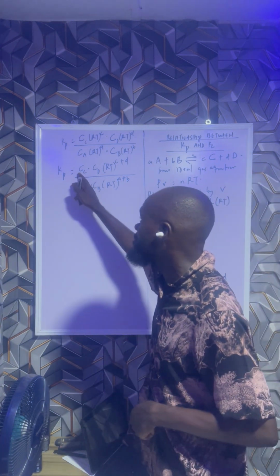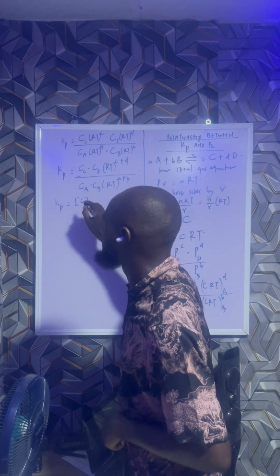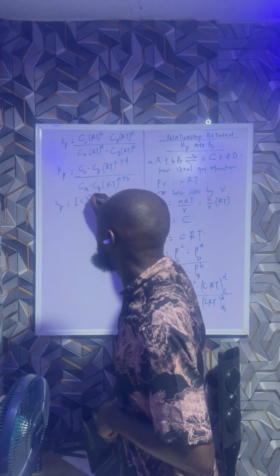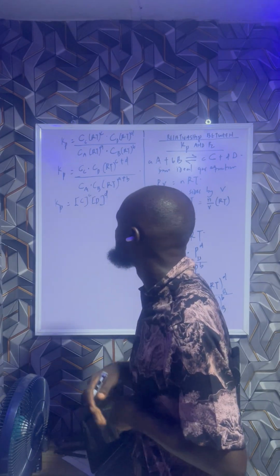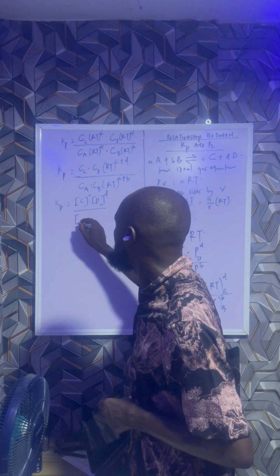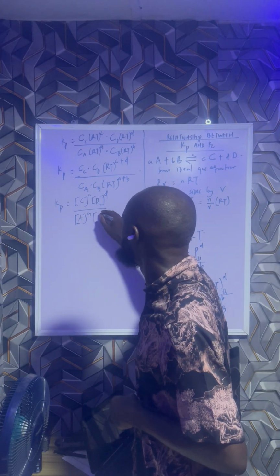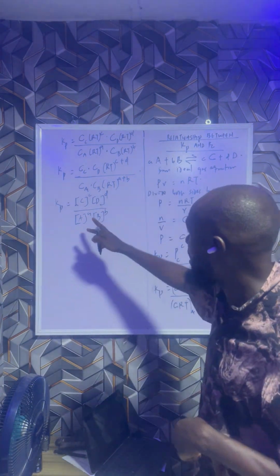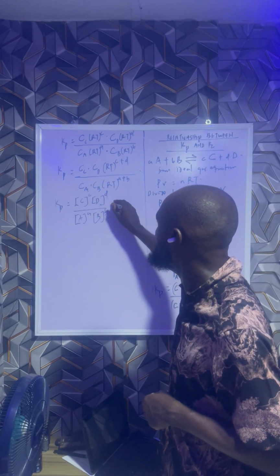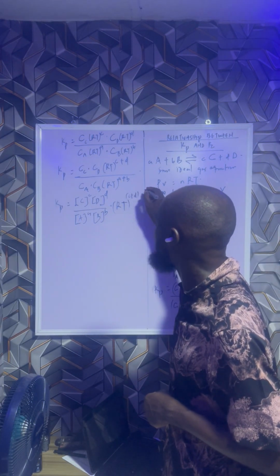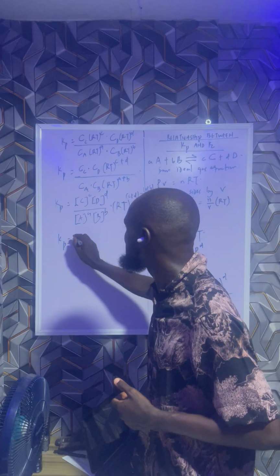So in that case, the concentration of C, concentration of D, concentration of A, concentration of B, I can write as Kp is equal to concentration of C raised to power c, concentration of D raised to power d, divided by concentration of A to power a, concentration of B to power b, like that. Dot, we now have RT raised to power what? c plus d in bracket minus a plus b. So the whole of this here is Kc. So we can have Kp is equal to Kc like that.